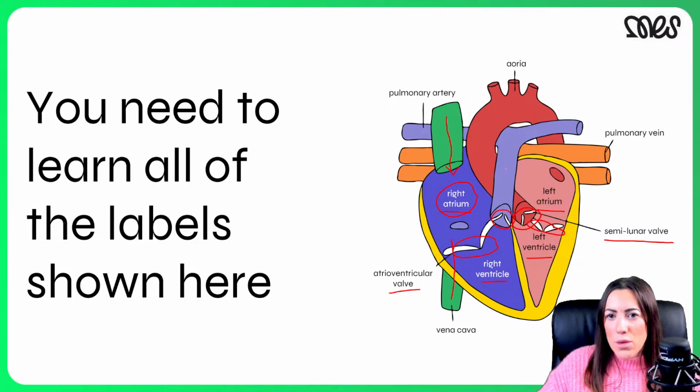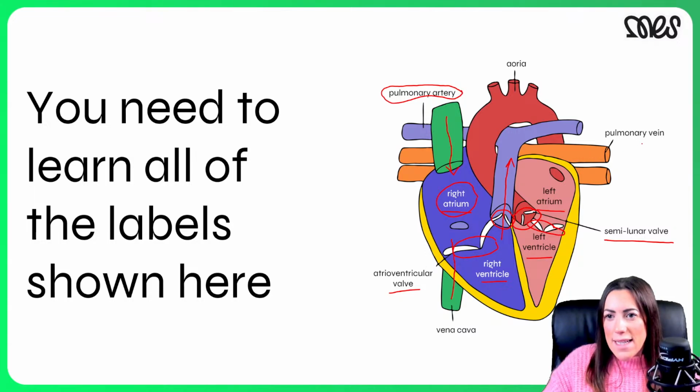Let's have a look at the purple one next. The purple one takes blood out of the right ventricle, and it's called the pulmonary artery. We all know that arteries carry blood away from the heart, so the purple one is an artery going away from the heart. It's a pulmonary artery because it's going to the lungs. Whenever you see the word pulmonary, it means it's associated with the lungs. So the pulmonary artery goes away from the heart to the lungs.